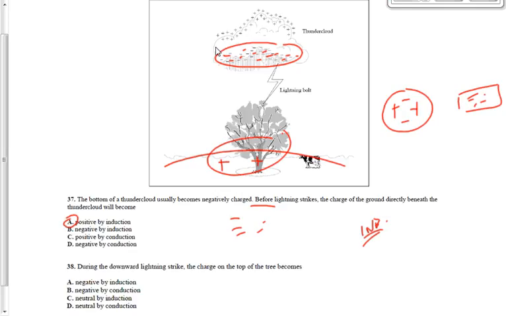38. During the downward lightning strike, so this is when charges are being transferred. Right away, what does that tell you? Conduction, right? The charge on the top of the tree becomes, if you're transferring electrons to a tree that's neutral, the tree is going to become negative. So it's going to be negative by conduction. The answer is B. Got one more for you, and then we'll take a bit of a break here.